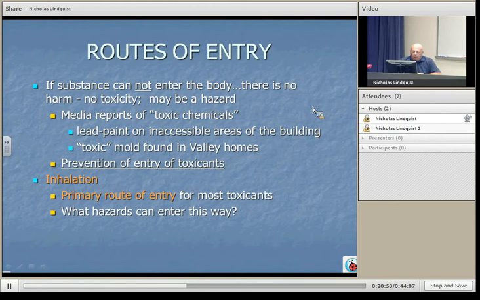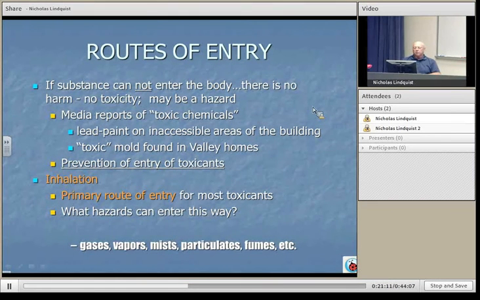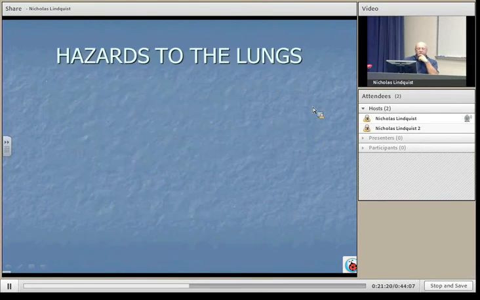Prevention of entry of the toxicants is significant. As we had said, inhalation is the primary route of exposure for toxic materials. Hazards that can enter into the body through inhalation are gases and vapors and mists and particulates, fumes, etc., that we earlier defined.